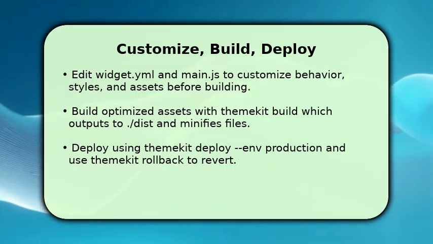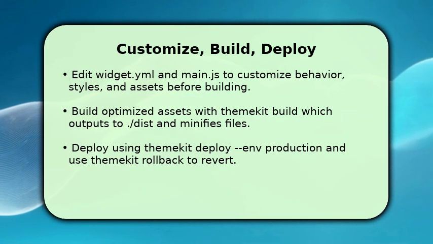Build optimized assets with themekit build, which outputs files to the /dist folder and minifies CSS and JS. Test the built bundle locally with a simple static server before deploying to production.